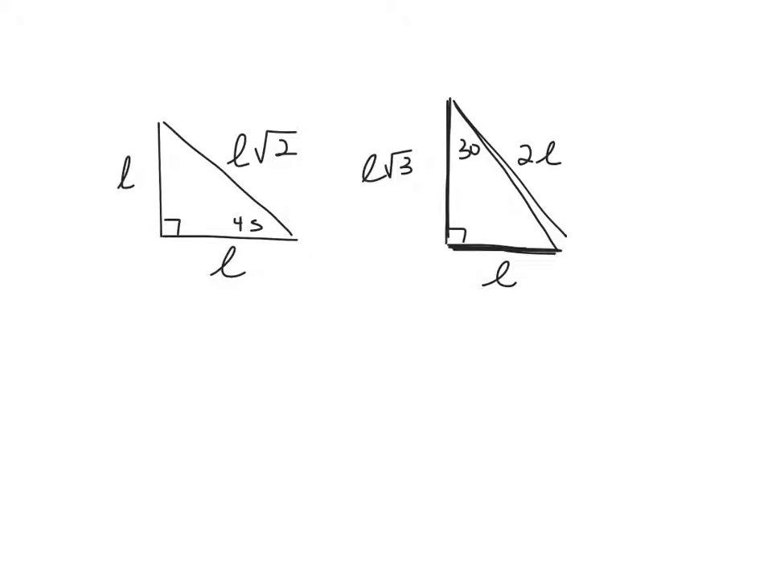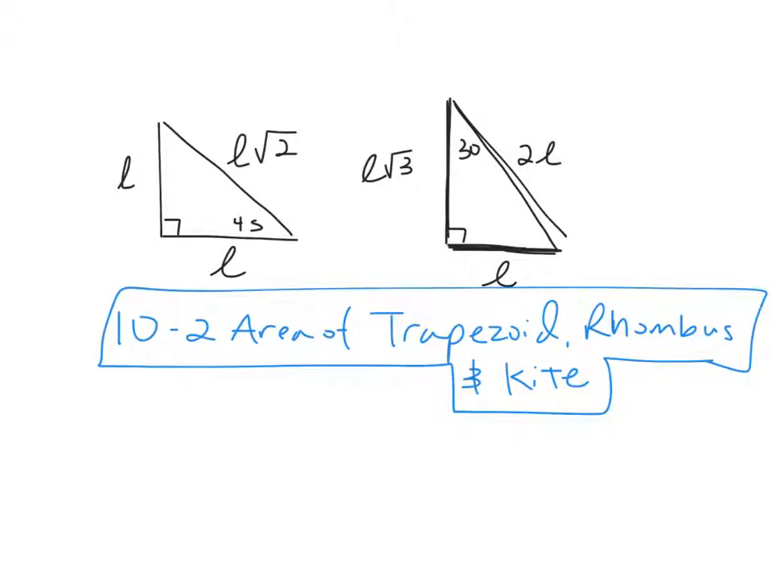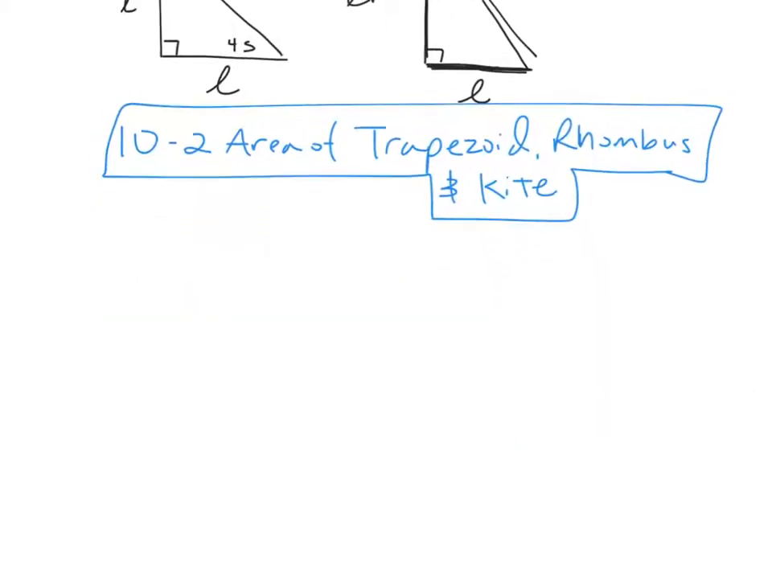Today's lesson is all covering 10-2, which is area of, excuse me, a trapezoid, a rhombus, and a kite. So we're just going to go through one of each of these. This first one is a tougher one. The video showed you the simplest version, right? Where you have your two bases and you have your height and you find the area of the trapezoid.